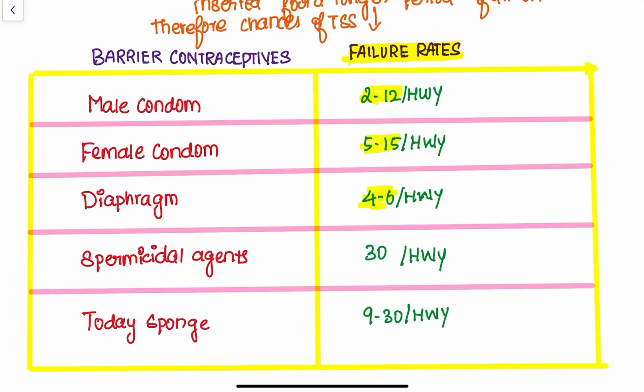And the spermicidal agent, if used without any sort of barrier contraceptive, can lead to a failure rate of about 30 per 100 women years, and today's sponge can lead to a failure rate of 9 to 30 per 100 women years. So the spermicidal agent has the highest failure rate among the barrier contraceptives. Second, today's sponge, with anywhere between 9 to 30 per 100 women years reported, right? Female condom has a higher failure rate when compared to the male condom, and the least failure rate among these barrier contraceptives is with the diaphragm, which is 4 to 6 per 100 women years. But it also has the disadvantage of toxic shock syndrome, right?